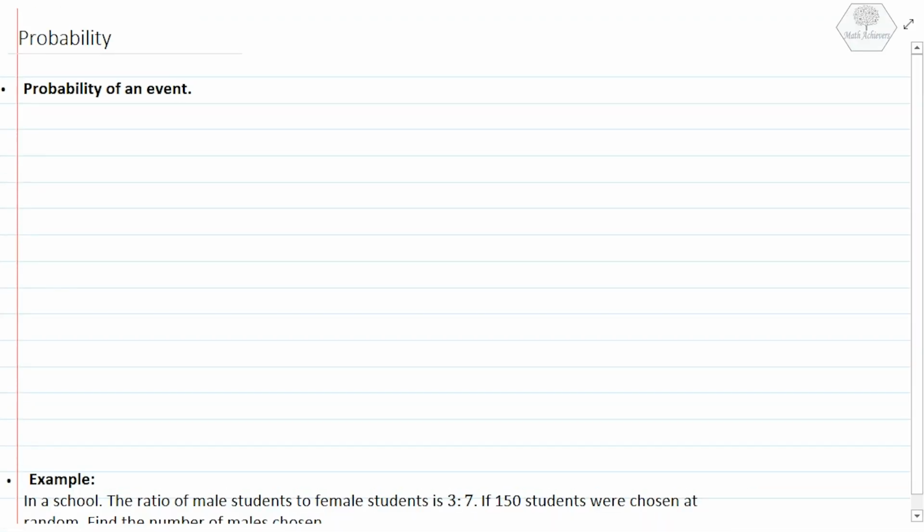Hi, our lesson now is about probability. Let's start talking about the probability of an event. Let's say that I have a bag. I have 10 balls inside this bag. 3 of these balls are white.